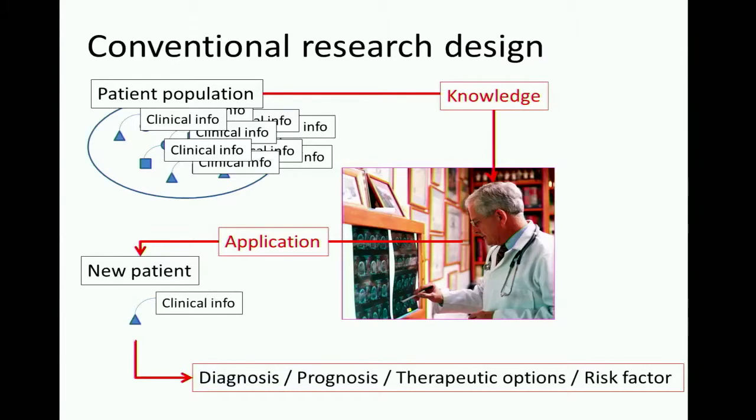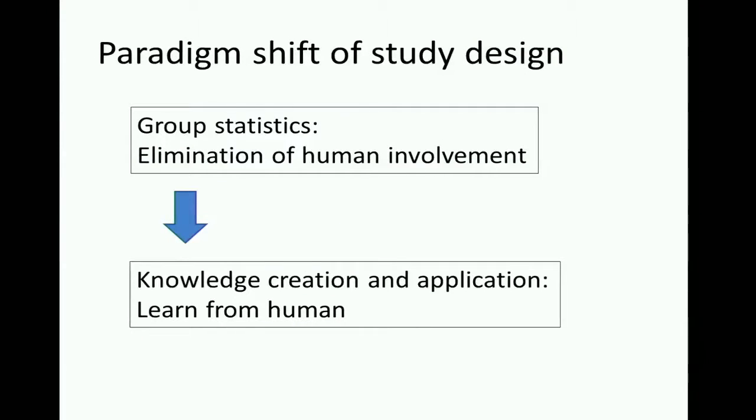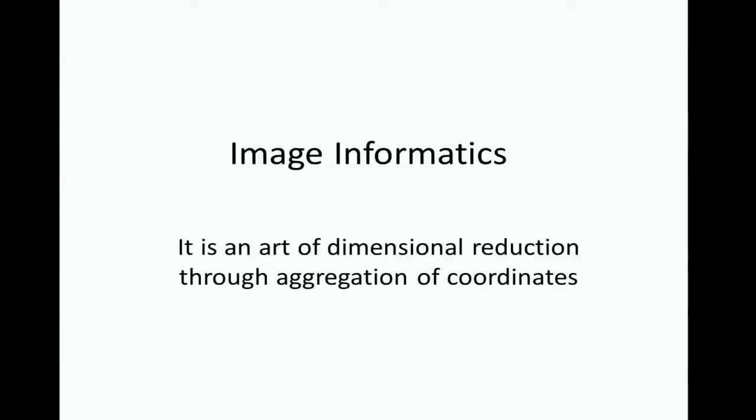This is more like a chess game. You have to have a knowledge database, and we need an algorithm to apply it, and we want to come up with the best possible move. Now, to me, the classical research paradigm is how we can eliminate the human involvement, no classification, no subjective judgment. But now our research is more about knowledge creation and learning from humans. So that is quite a shift.